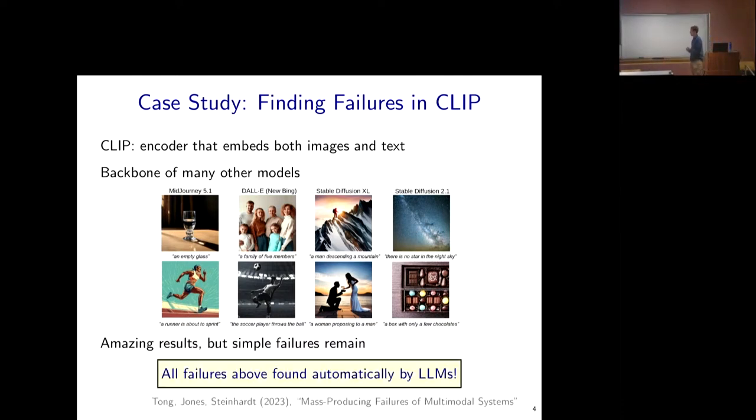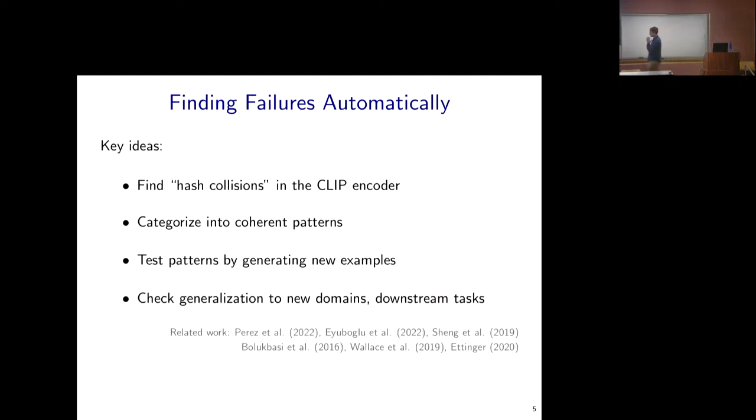And the plot twist, in this case, is that all of the failures I showed you here were found automatically by a large language model. I didn't come up with these myself. I just ran some code that my students, Eric Jones and Peter Tong, wrote and handed it the model, and it chugs along for a while, and then it outputs this and many other things. So I'm going to tell you how we can design a system that automatically finds all of these failures for us. There are a few key ideas.